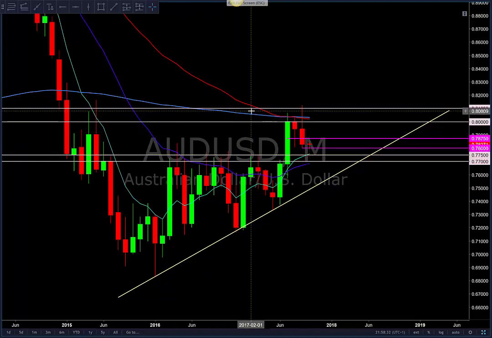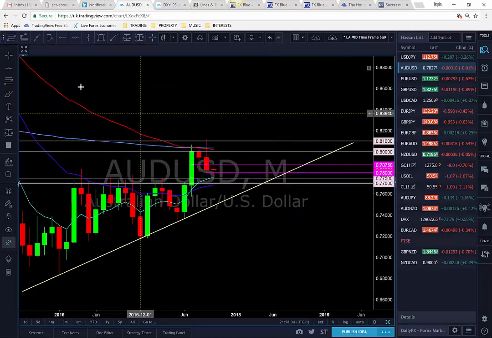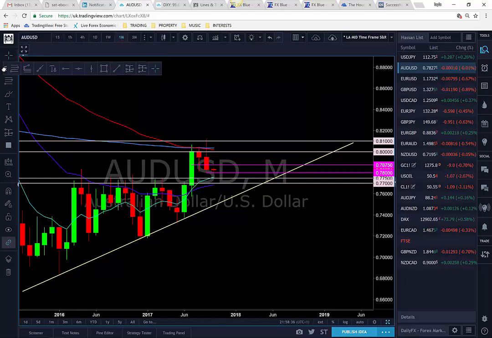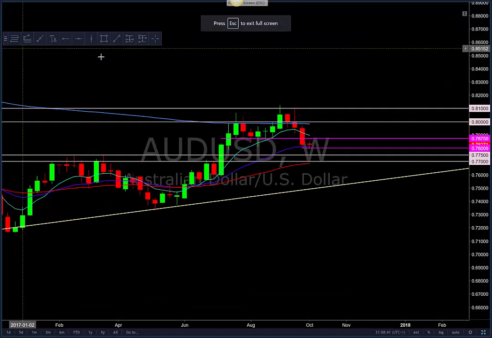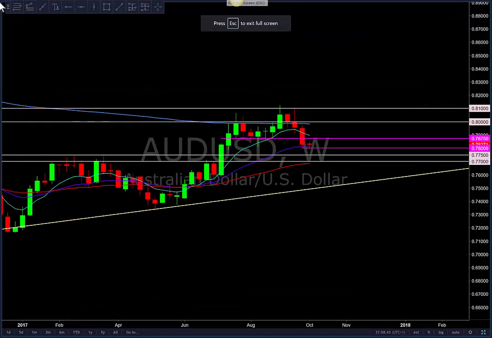So let's have a look at the weekly chart and see where that takes us. Hang on, sorry. Let me just get back to where we were. So this is now the weekly chart on Aussie dollar.